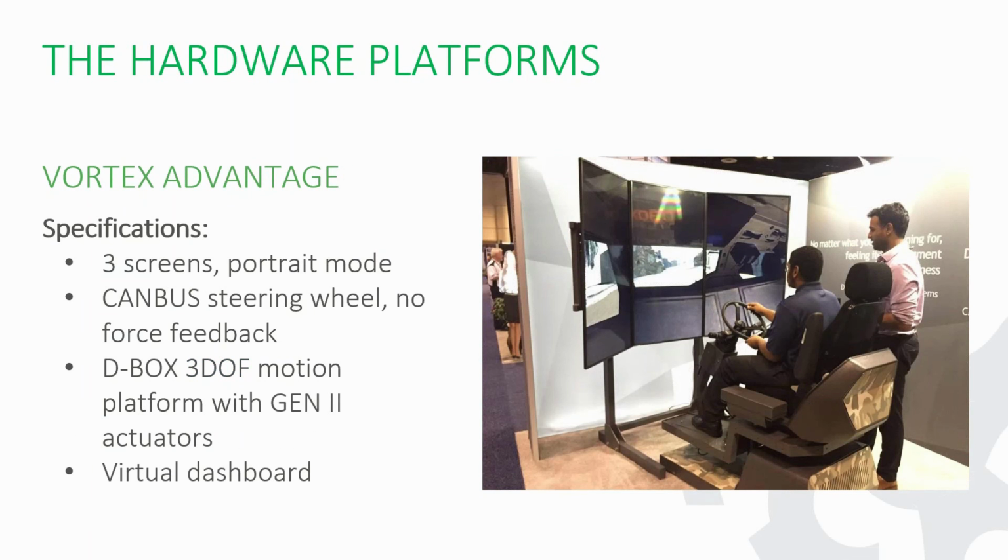On the other side of the show floor, we also had a Vortex Advantage platform deployed. The Vortex Advantage is our new simulator product that is able to be bought off the shelf. It features 3 screens in portrait mode, so the screens are placed vertically instead of landscape. It has a CAN bus steering wheel without force feedback. It also has a D-Box motion platform, but this time with a 2nd generation actuator, so this one has a lot more motion than the previous cabin. It doesn't have an actual hardware dashboard, so it's using a virtual dashboard placed on the touchscreen that's actually hidden behind the gentleman driving the simulator right now.